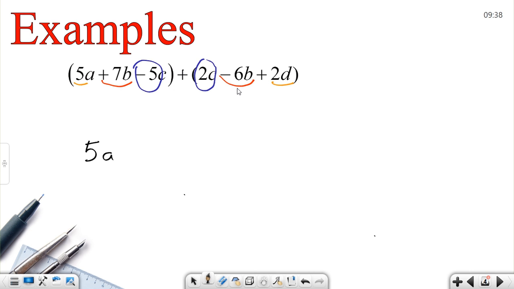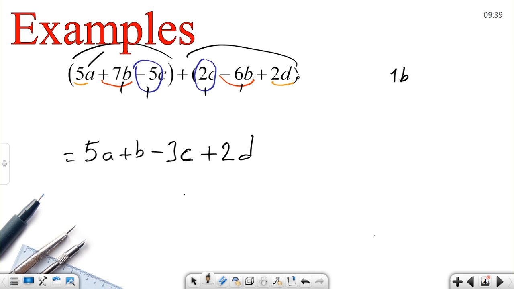Plus 7b minus 6b is 1b. We don't write 1b. Why? Because 1 multiplied by any number is the number itself, 1 times b is b. So plus b, a positive b. Minus 5c plus 2c, negative 5c plus 2c is negative 3c. So minus 5 plus 2 is negative 3, and the variable is c. What did I forget here? I did the operation with the like terms, and I forgot 2d, don't forget it, plus 2d. So this is the sum of these two expressions.